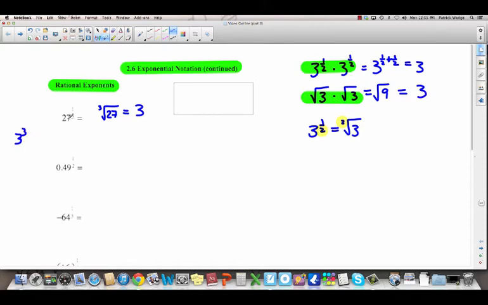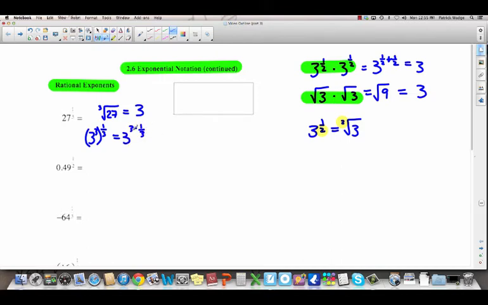So instead of writing 27 here, we could write 3 to the third power, and then that's all raised to the 1/3 power. Can you see what you'll do next? This is a power of a power. When you have a power of a power, what do you do with the two exponents? You multiply them. So you have 3 to the 3 times 1/3.